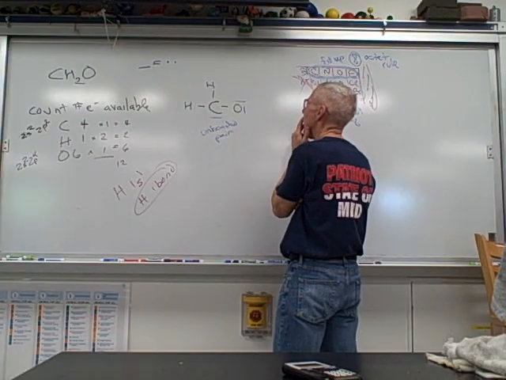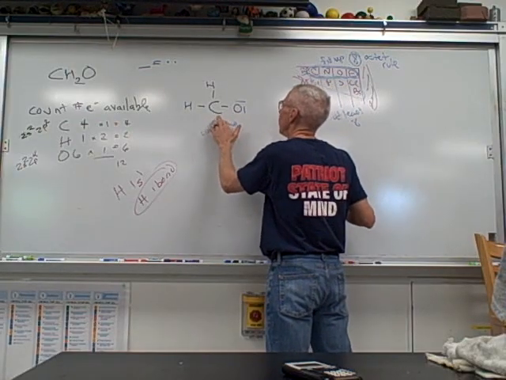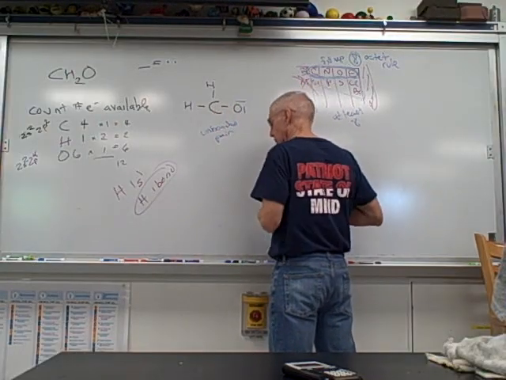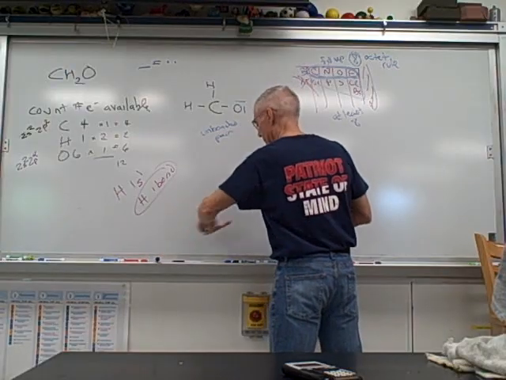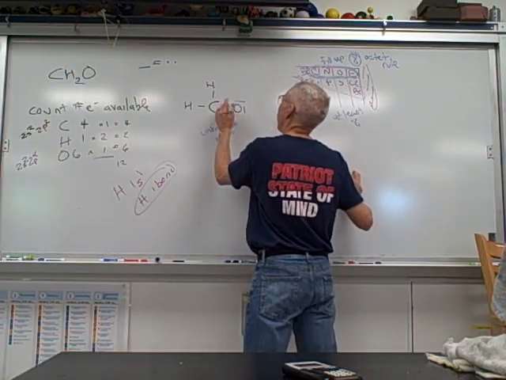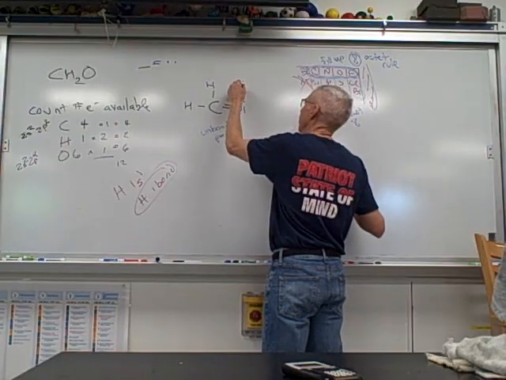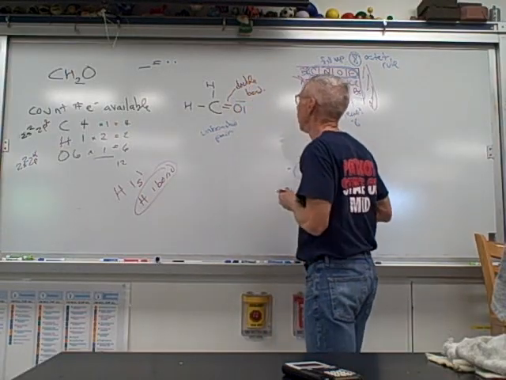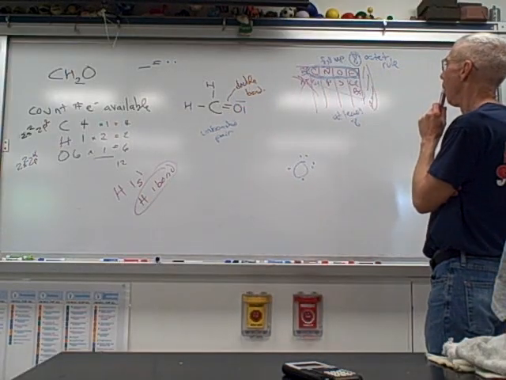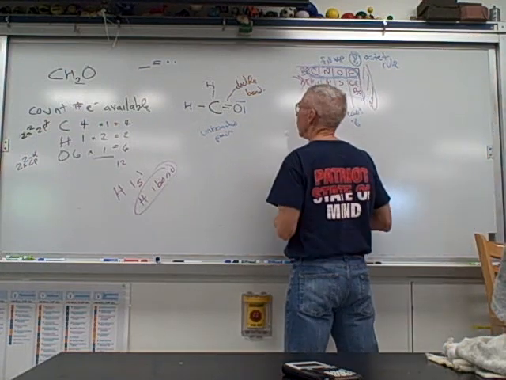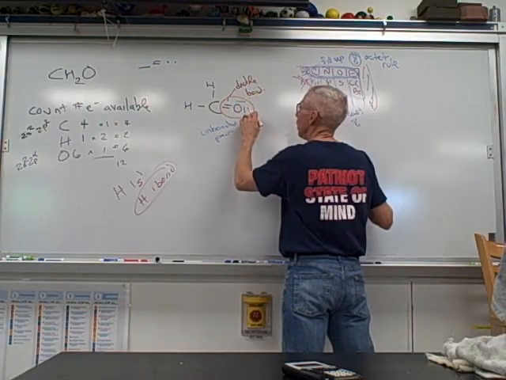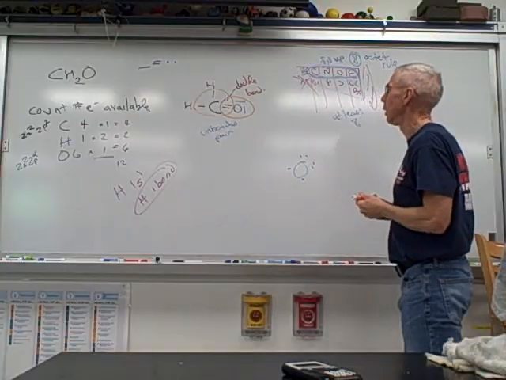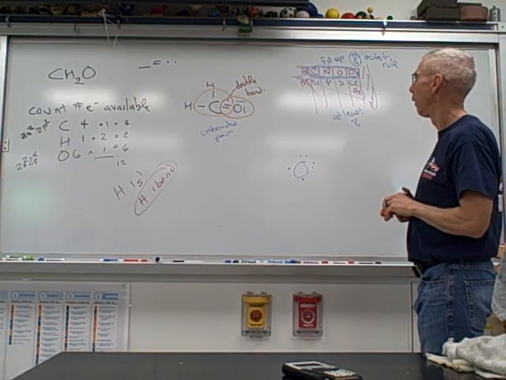So what's another way? Well, instead of sharing 1 pair of electrons, we could share 2 pairs of electrons. You ever heard of a double bond? Yep. All right, it's a double bond. We're sharing 2 pairs. Now, does oxygen have its 8? 2, 4, 6, 8. Does carbon have its 8? 2, 4, 6, 8. Is everybody satisfied? Are we good? Yeah. Yes, ma'am.